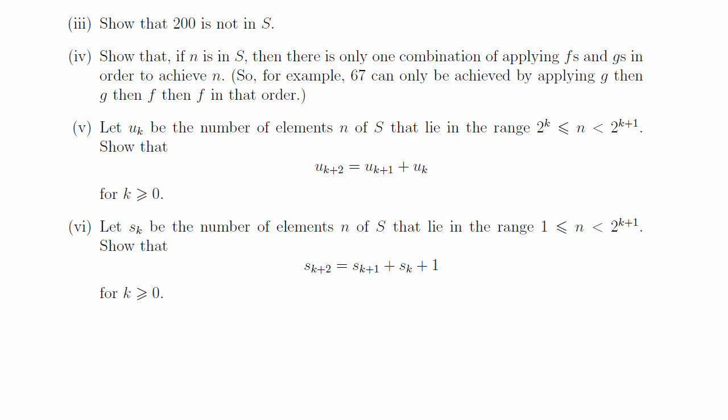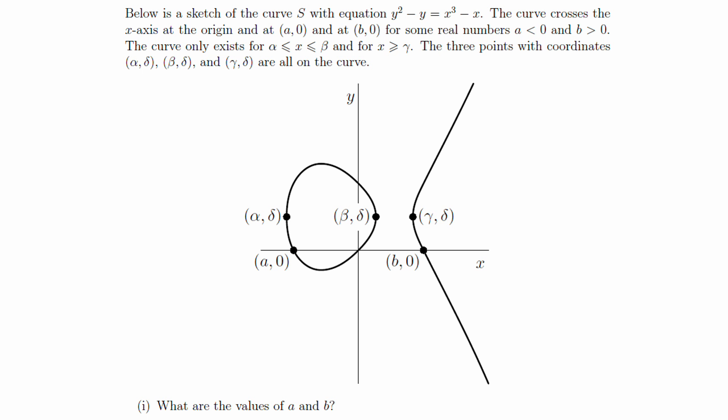Part 6. Notice that s k is u0 plus u1 plus ... plus u k. If we sum the previous equation over different values of k and use the fact that u0 equals 1 and u1 equals 1, then we can rearrange for the equation here. Question 3, part 1. Set y equals 0 and we get a is minus 1 and b is 1.